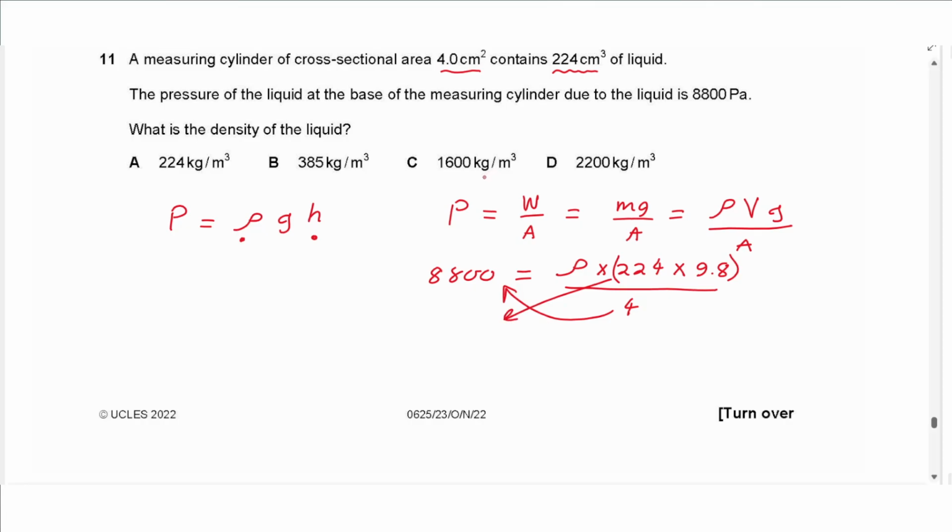But first we need to convert to SI units, since all the answers are in kilograms and meter cubed. So the volume would be times 10 to the power of -6, and the area would be times 10 to the power of -4, from centimeter cubed to meter cubed, and from centimeter squared to meter squared. That gives an answer for the density of 1603.5. So the approximate value is 1600 kilograms per meter cubed. So the answer is C.